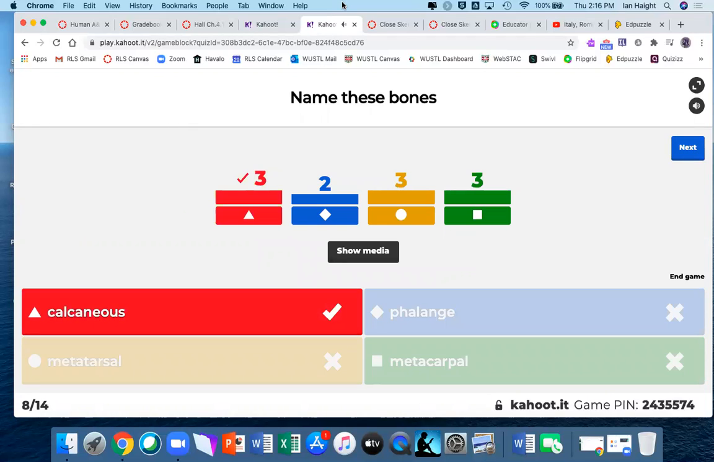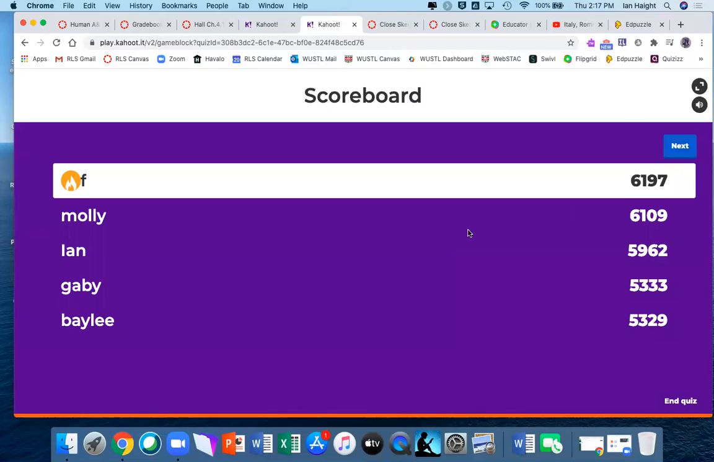Wow, we're very torn here. Your heel bones are called your calcaneus. That is the metacarpals in your hand, phalanges in your hand, metatarsals... so those were all, that's in the foot actually. So I guess those could all be foot bones, but those are your toes. All right, Garrett Fernandez in the lead. Molly catching up though.